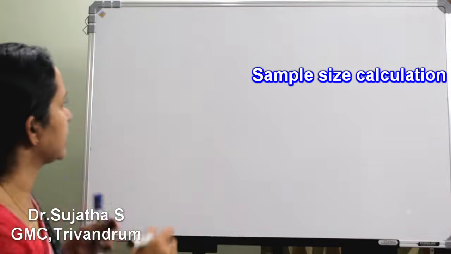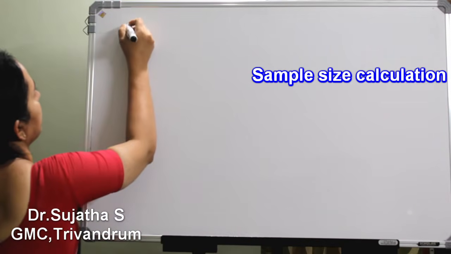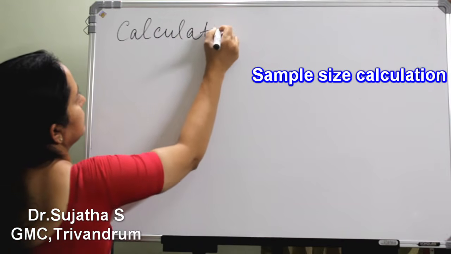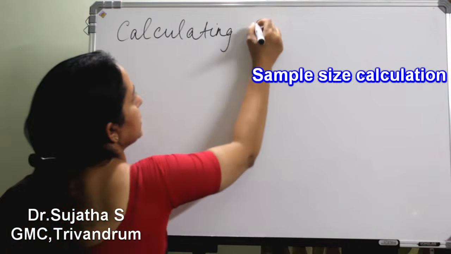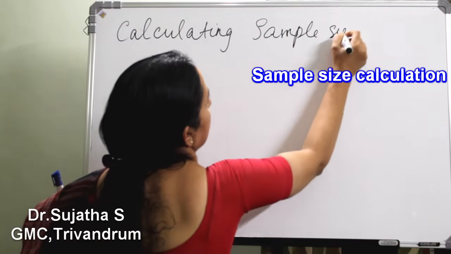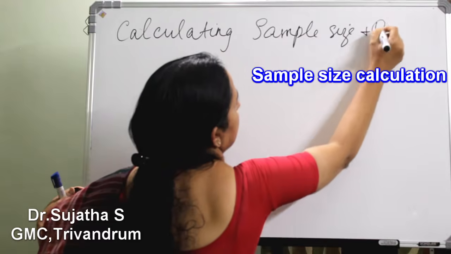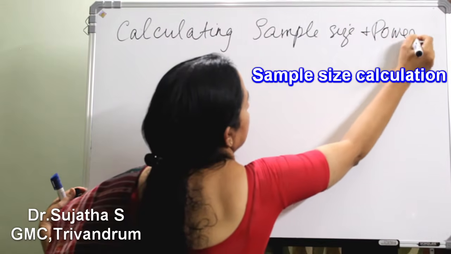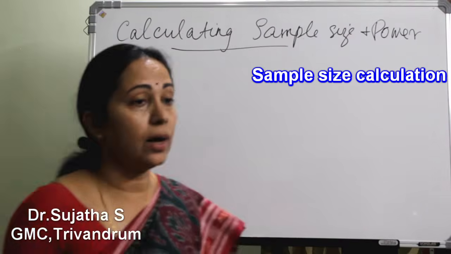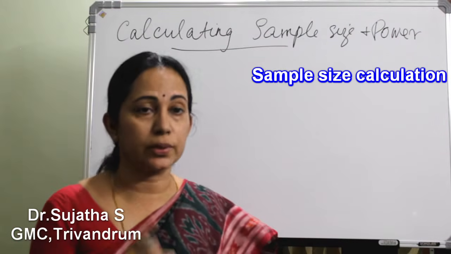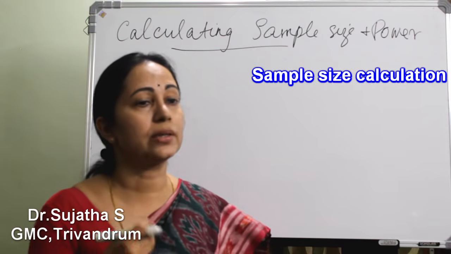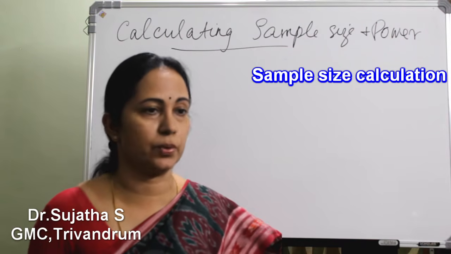Okay, so this class is on calculating sample size and power. And you are primarily responsible for your research project. So if there is a very good outcome or there are errors in your result, you are responsible.